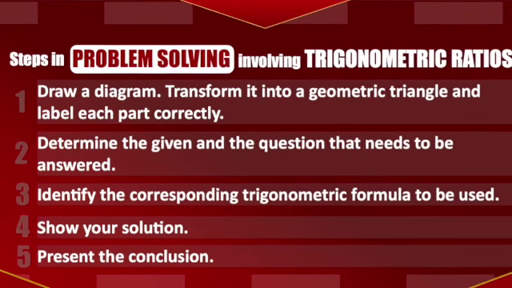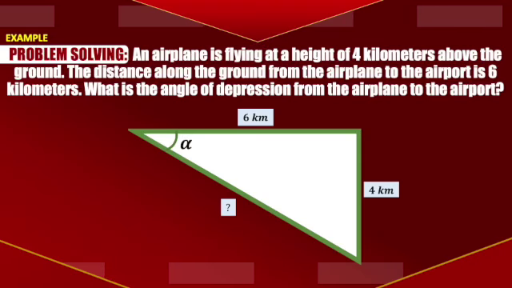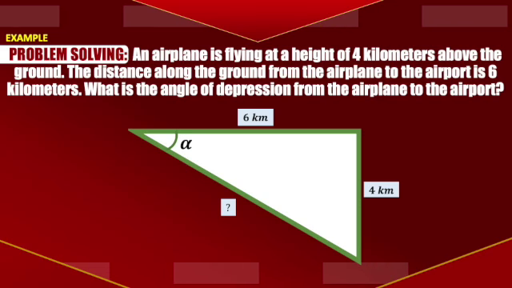Alright? Since we already drew the diagram, transformed it into a geometric triangle, and labeled each part correctly, step number 2 in problem solving is to determine the given and the question that needs to be answered. We already have the given, the 6 kilometer and the 4 kilometer. Ang question in the problem solving is, what is the angle of depression from the airplane to the airport? So, ang hahanapin natin is yung alpha, the missing angle. That would be step 2.